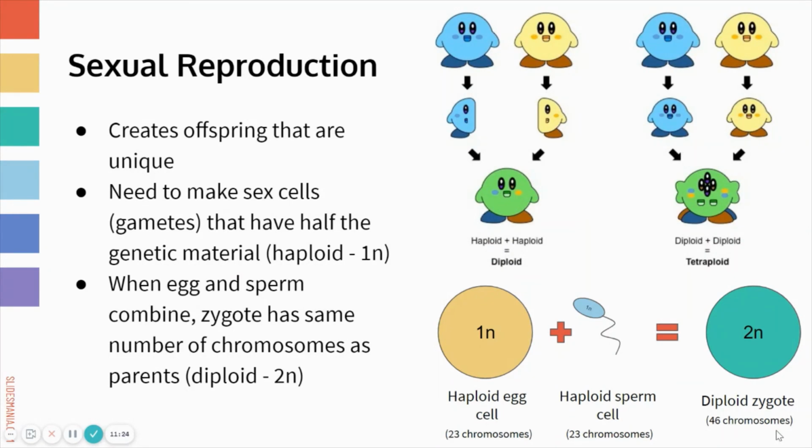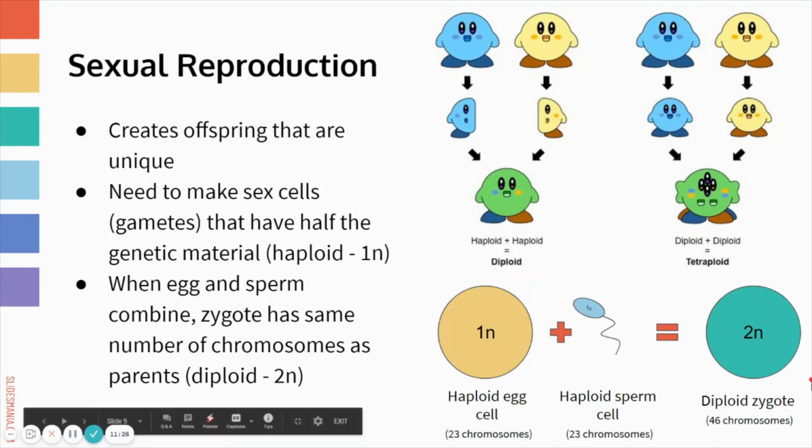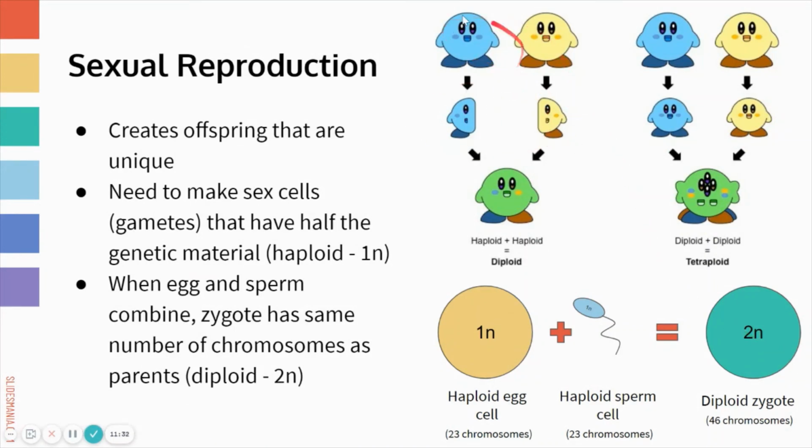Okay, that's the end of this intro to meiosis, and the next video will go over exactly how this happens. So how do we go from a diploid parent cell to create a daughter cell that's only haploid? And that happens through a process called meiosis, and that'll be the focus of our next video.